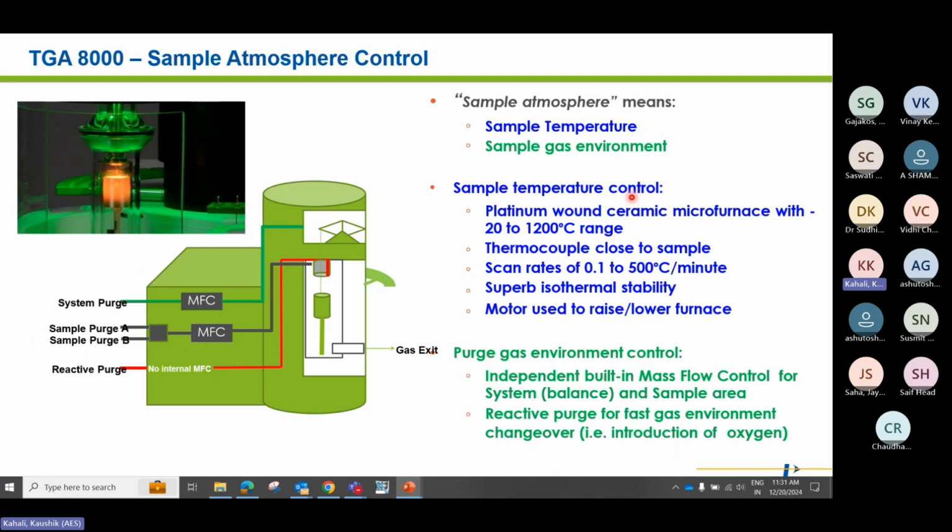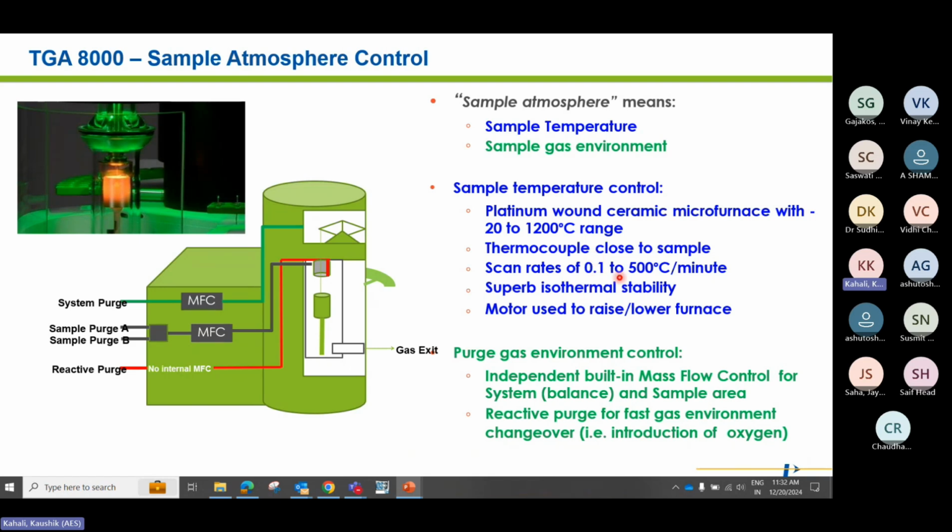And sample temperature control is a platinum-owned ceramic microfurnace, 20 to 1200 degrees Celsius. Because we are using this platinum-owned ceramic microfurnace, the heating and cooling rate is faster, and at the same time the heat measurement capacity or sensitivity is also very high. It's also a long-lasting and durable material which will go for long runs of your analysis. Thermocouples are close to the sample and monitor the changes in temperature, so the actual sample temperature is measured by the thermocouple.